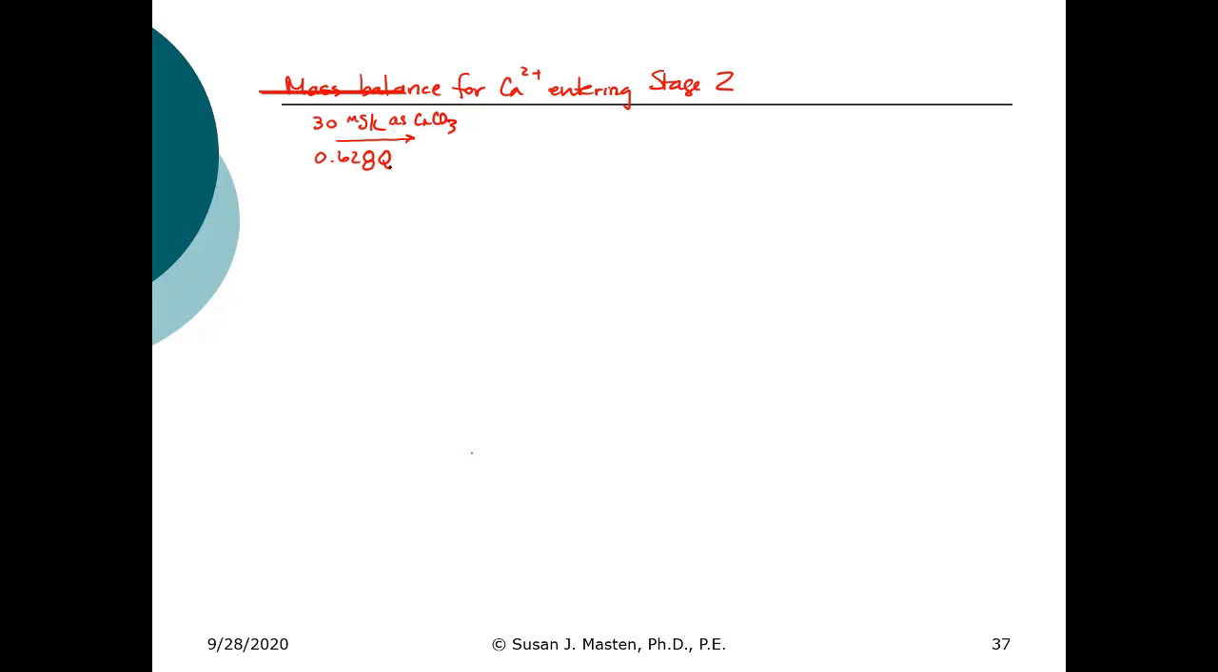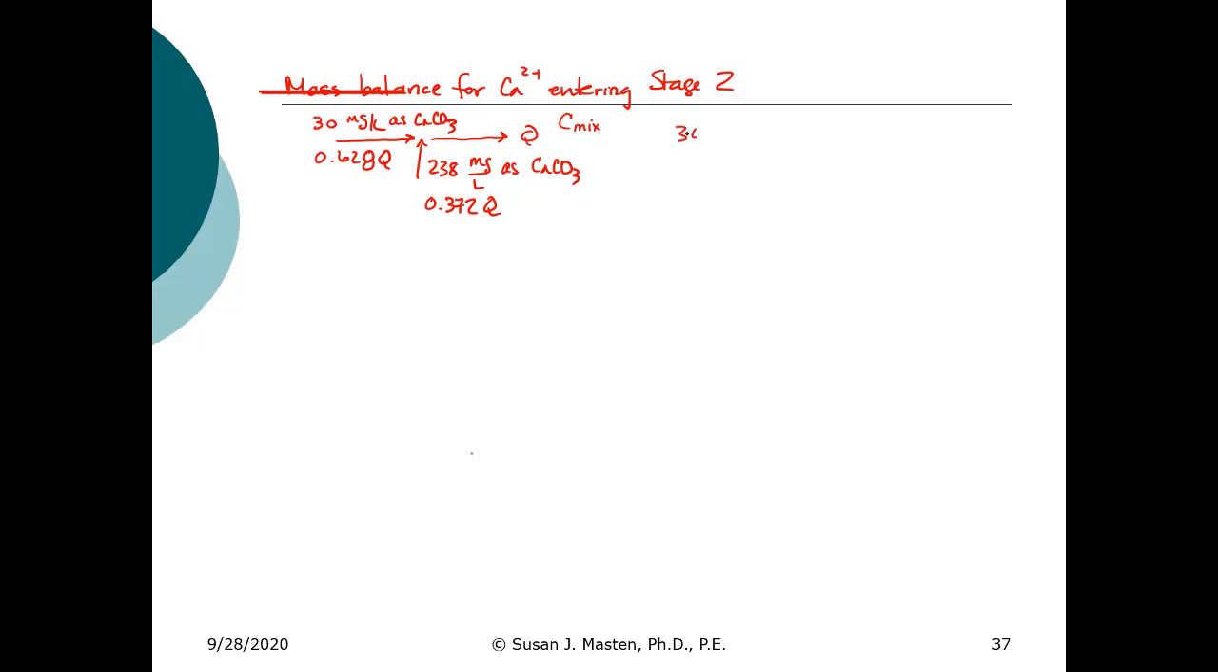So 0.628 Q. We have 238 milligrams per liter as calcium carbonate. We have 0.372 Q. We have Q leaving, and we want C mix. So this previous C mix was our total hardness. Now we're just looking at carbonate hardness.